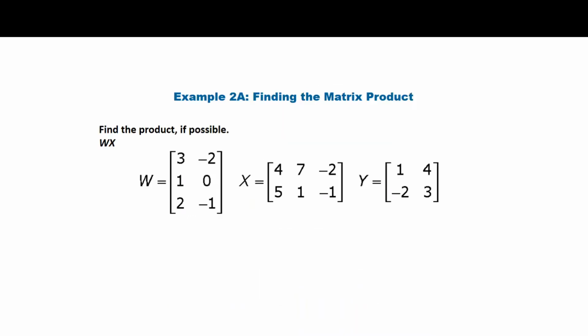So here is our problem. It says, find the product, if possible, of WX. So first thing we need to do is check our dimensions. I can see that W is 3 rows by 2 columns, and X is 2 rows by 3 columns. So we can see that our inner two terms are equal, so we will be able to multiply these, and our new matrix is going to be a 3 by 3. I'm going to do this really slow for you.